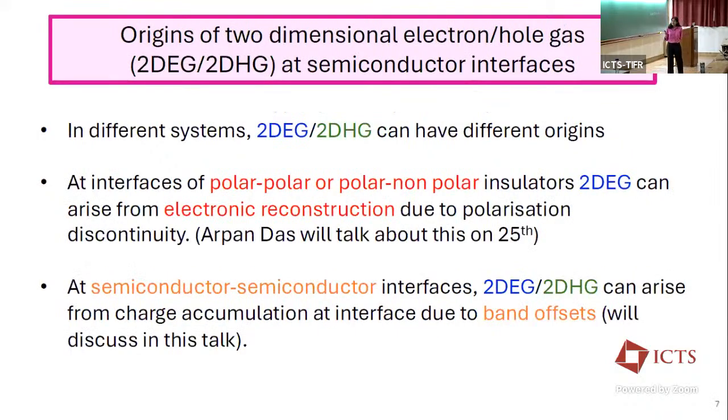So I'll talk about the origins of two-dimensional electron gas, I mean, how exactly this two-dimensional electron or hole gas is formed at the interface. In different systems, you have different origins of this 2DEG or 2D hole gas. For example, if you have polar-polar or polar non-polar materials coming together, then 2DEG can be formed from electronic reconstruction. This will be talked about in detail by Arpan Das on the 25th. Today I'll focus on semiconductor-semiconductor interfaces, where the 2DEG and 2D hole gas can arise from charge accumulation at the interface due to band offsets.